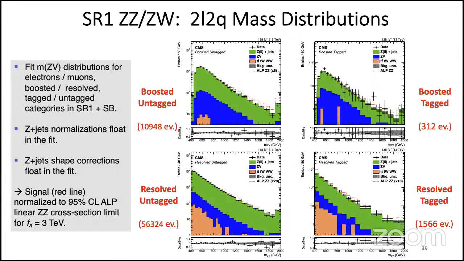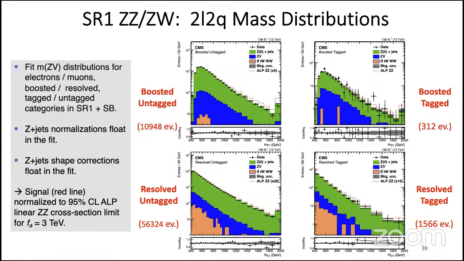So now the results. Here are the invariant mass distributions of the data in the signal region 1 for the different categories, boosted and tagged, resolved and tagged categories, where the uncertainties are profiled in the fit. And here the signal in red line is normalized to 95% confidence level.